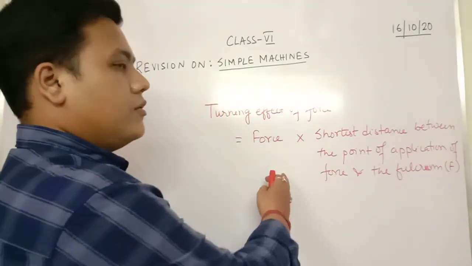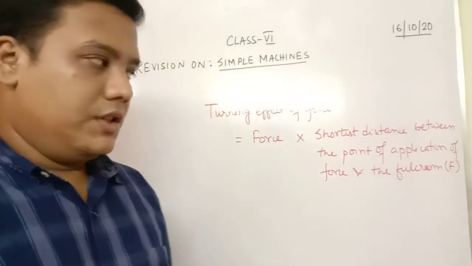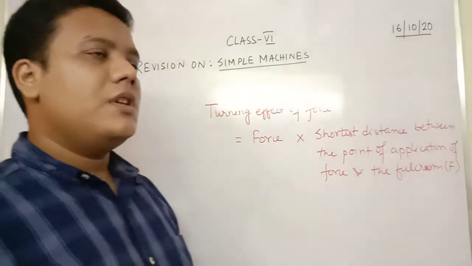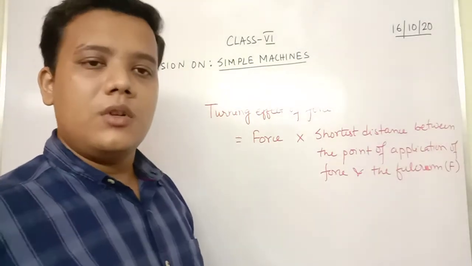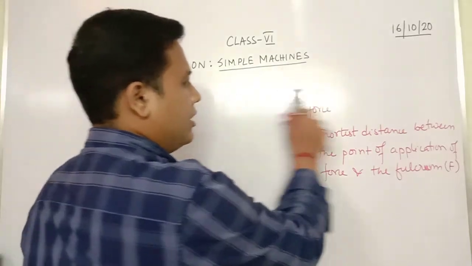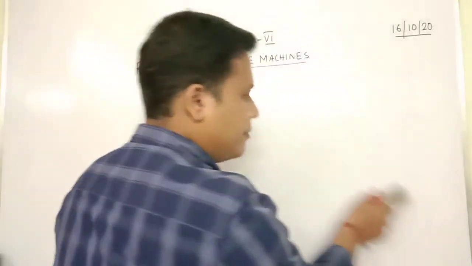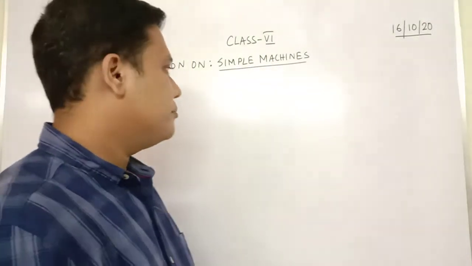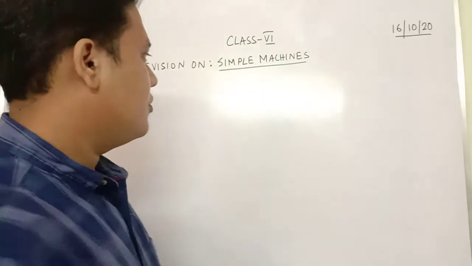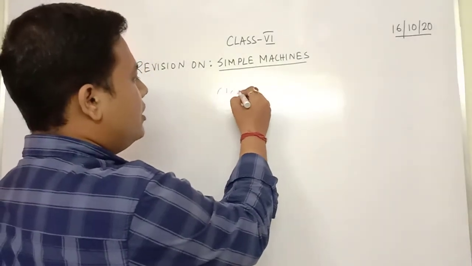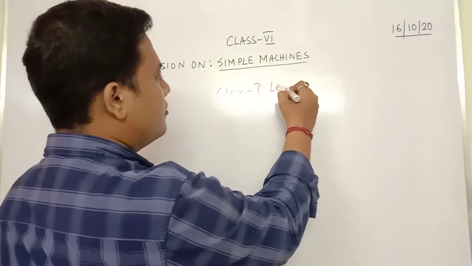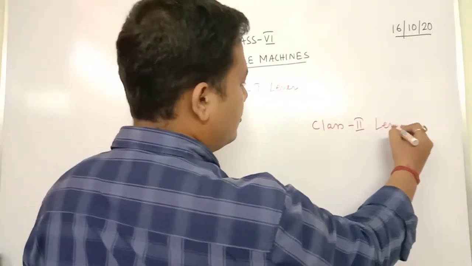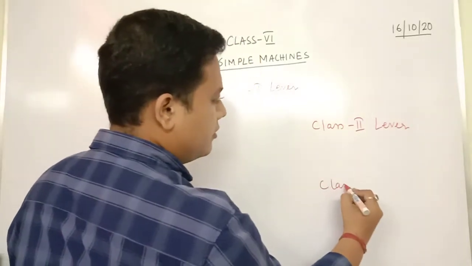So using this, we will discuss the principle of levers. At first we must know what a lever is. A lever is a simple machine which has the ability to turn about its fulcrum. There are three types of levers, we know that: class 1 lever, class 2 lever, and class 3 lever.